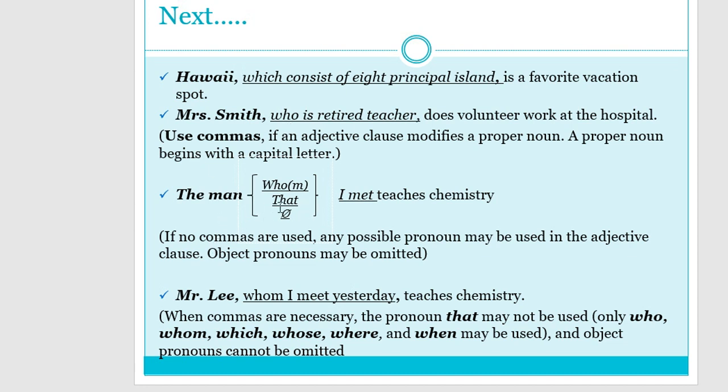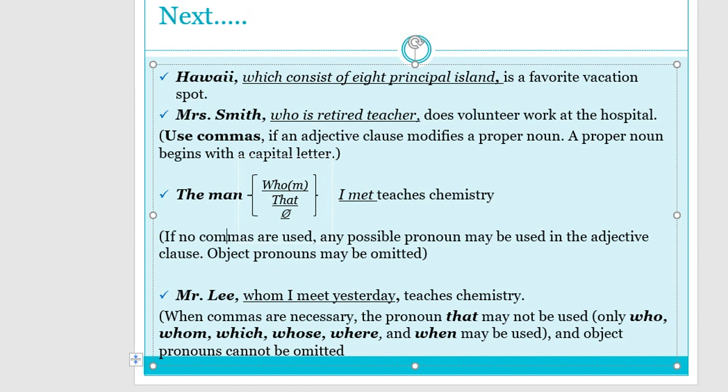"The man who and that I met." If no commas are used, the object pronoun may be omitted. So "The man I met teaches chemistry." No need to put "whom" or "that" here. We can use "who," "whom" or "that." It's up to you. You have that choice, but usually we say "The man I met teaches chemistry." That's how we put the sentence and write it very quickly.